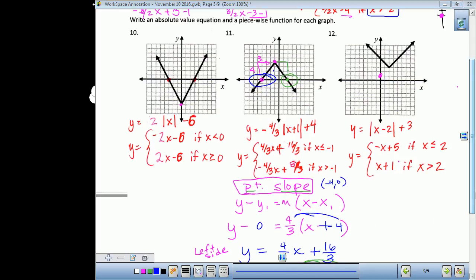Okay, 10 and 11, 10 and 12. 10 and 12 were the easy ones. Those were the ones where the y-intercept was given to us, or we could just count back and find it. Number 11 took a little more work. So look at 10 and 12 first. See if you have any questions about the easy ones. Then we'll talk about the harder one. The middle one was the harder one.